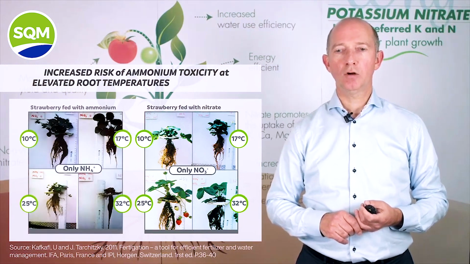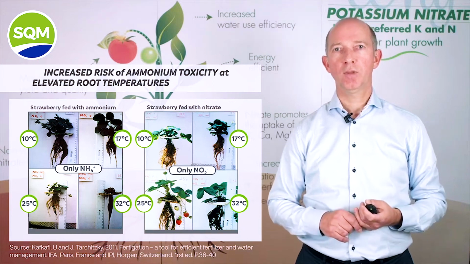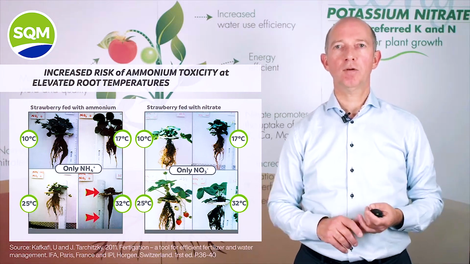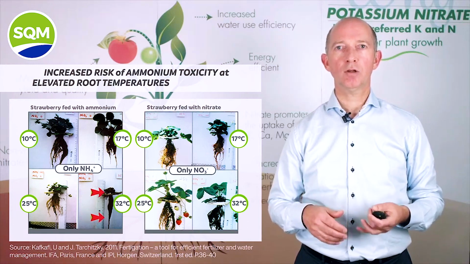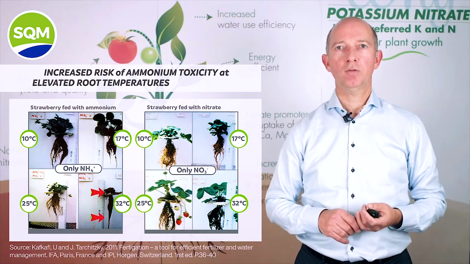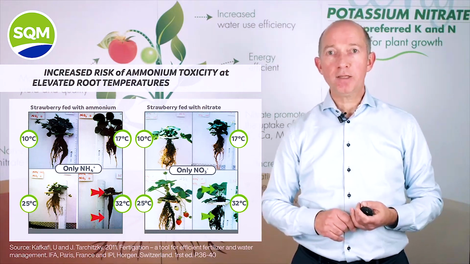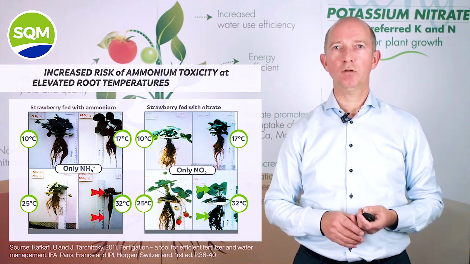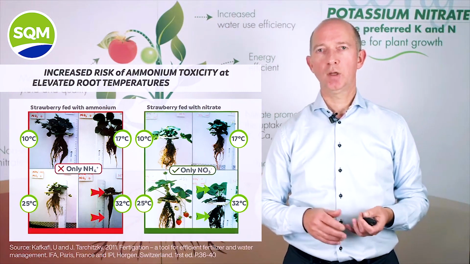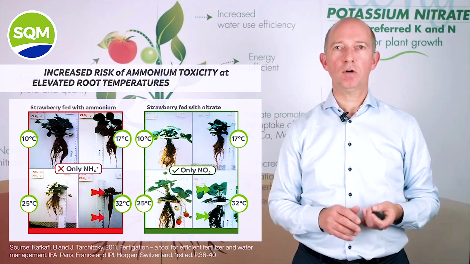If you look at the root structure at higher temperatures like 32 degrees Celsius, you can see that in the case of ammonium on the left side, all the roots are dead, and consequently also the upper part, the leaves of the strawberry plant. If we look at the nitrate on the right side, you see that the plant is still very productive with a healthy root system and also healthy leaves. So what is the reason for this difference?